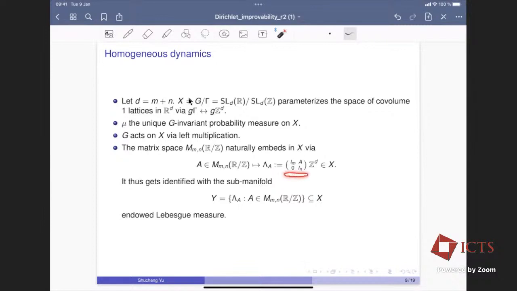D by D matrix, which is actually a D by D unipotent matrix. On the top left is the n by n identity matrix, and here is the n by n identity matrix, and here's just a 0, and I put this matrix A in the top right corner of this bigger matrix. Then I take lambda_A to be the lattice represented by this unipotent matrix. With this embedding, this torus naturally embeds and is identified with a submanifold, which I call Y, inside this bigger space X.